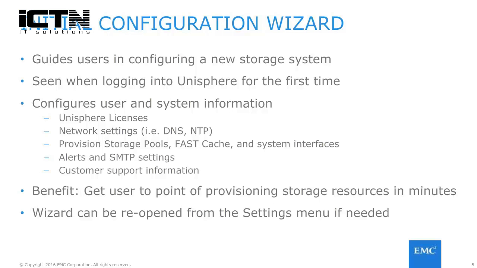to configure many useful settings that are usually done by administrators. The settings available for configuration include uploading the Unisphere licenses for using the available features on the system, configuring network settings like DNS and NTP, provisioning storage pools and FAST Cache, among other useful user and system configurations. The benefit of using this initial wizard is it allows you to get to the point where you can start provisioning storage resources in a short amount of time.